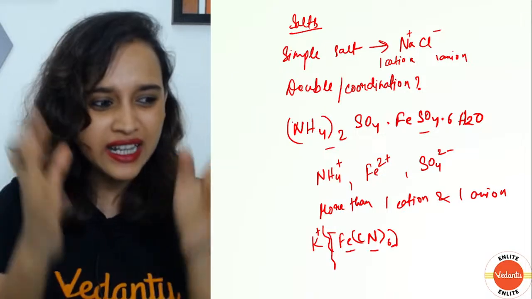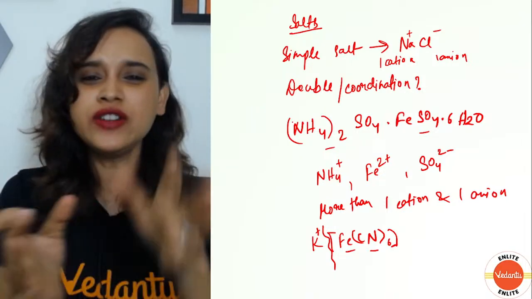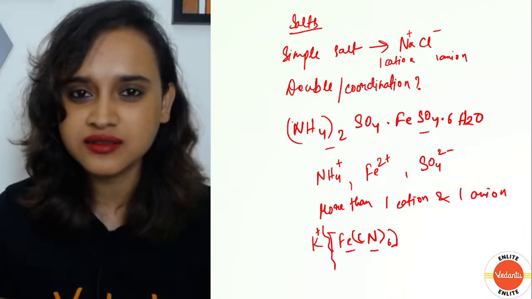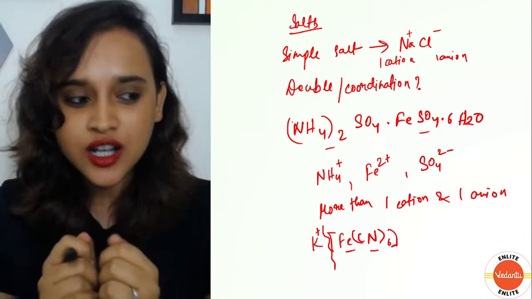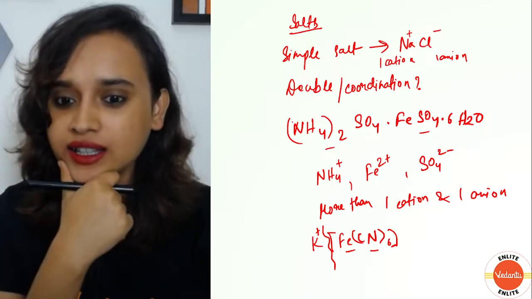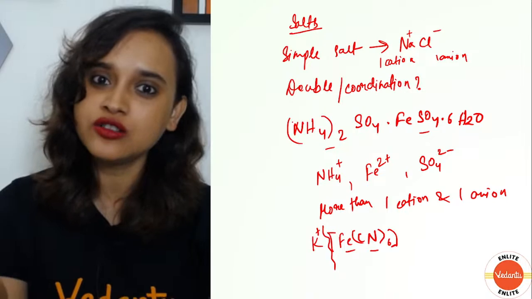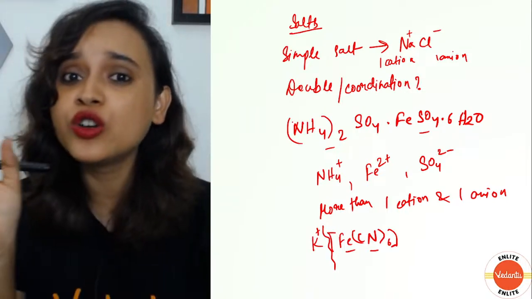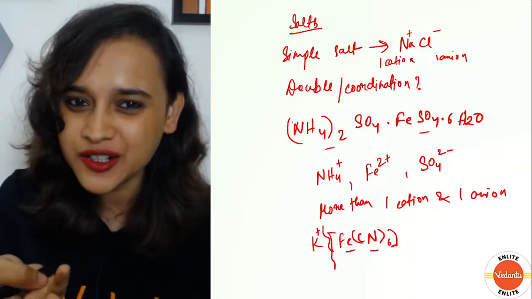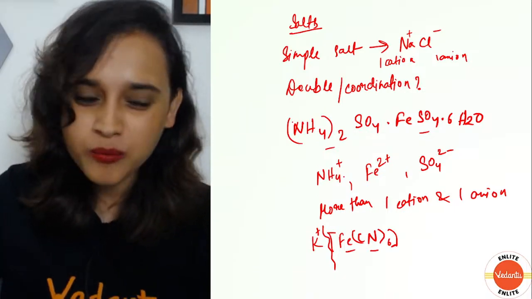These are not simple. NaCl was absolutely simple. Dissolve it: Na+ and Cl-. That's it. The work is done. But here, when I dissolve this, I see K+, but where is [Fe(CN)6]? Nobody will know. They are not even going to show you. So here, this is a complex behavior, right? Do we understand that this is a complex behavior?